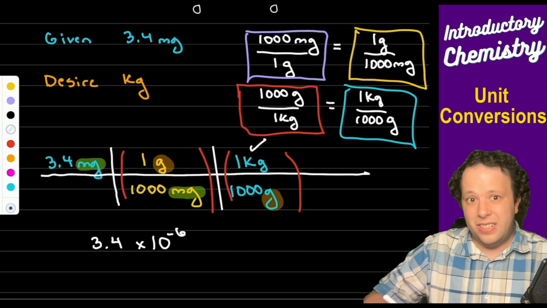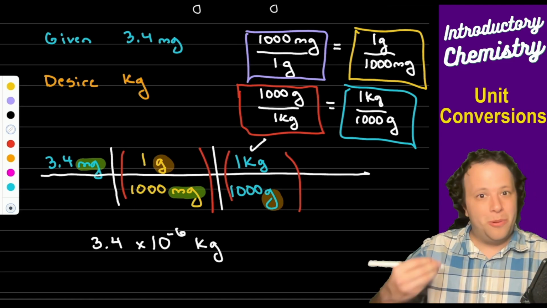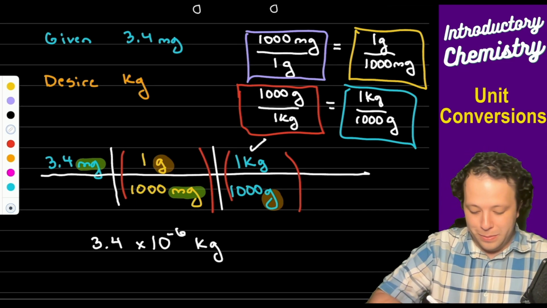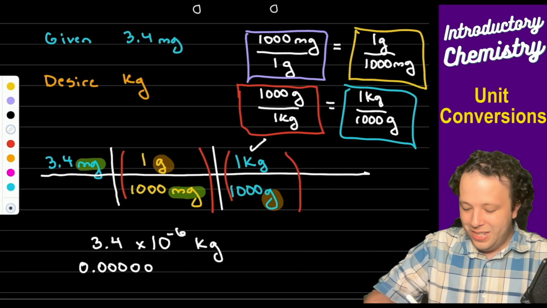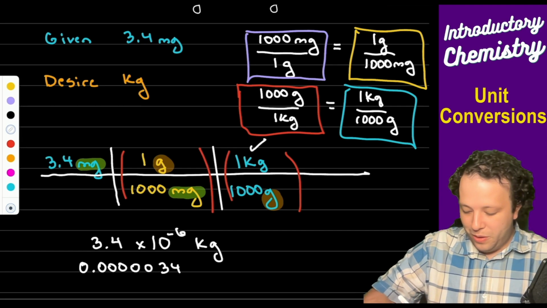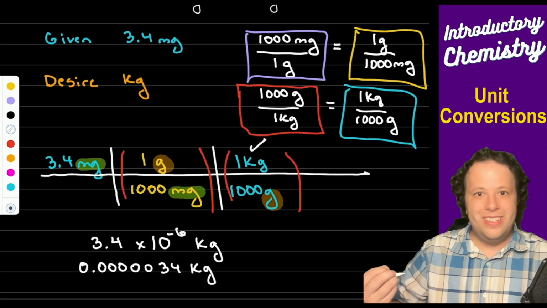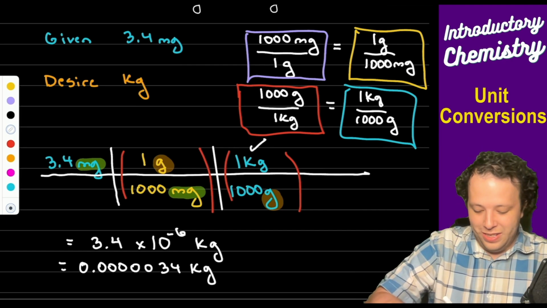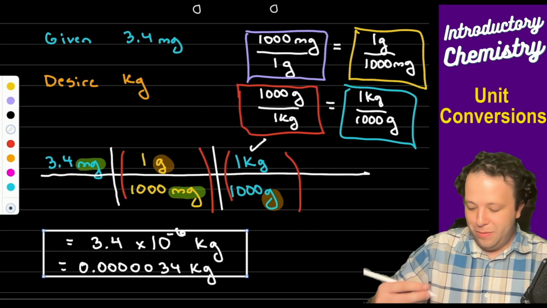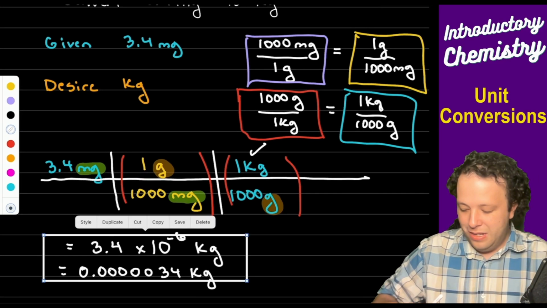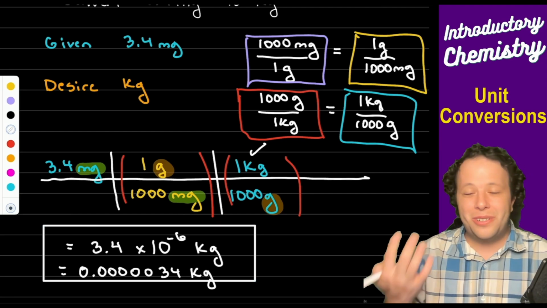So I'm going to put it in scientific notation first, and this is in kilograms. So it's 3.4 times 10 to the negative 6 kilograms, or 0.0000034 kilograms. So it's a very small number that you can choose for your answer. Personally, I'm a bigger fan of scientific notation, but if you're new to chem, usually everybody goes for the other option for a little while until you're comfortable.